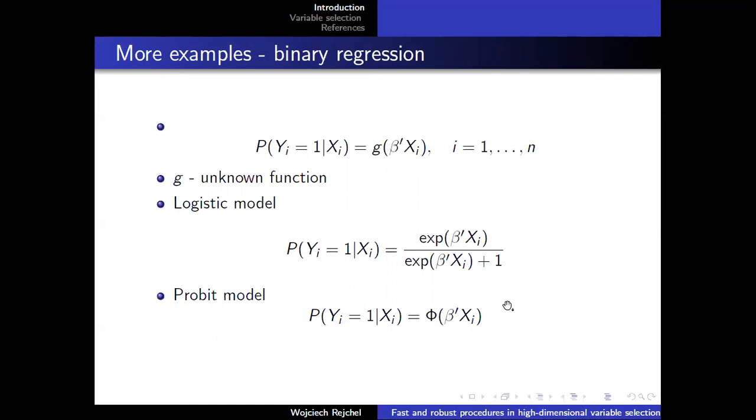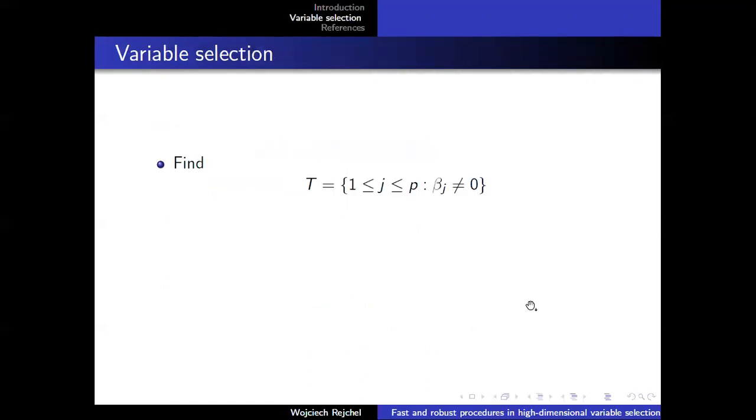Okay, so this is the single index model, and our task is to find significant variables which are contained in the set T. These are the coordinates of the beta vector, the true parameter, which are non-zero. And we want to do it even if the number of predictors P is much larger than the sample size N. So we work in the high dimensional case.